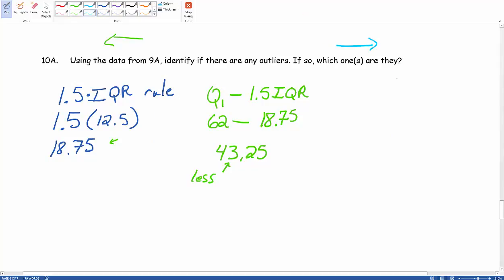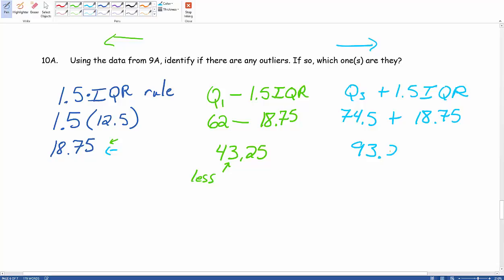So again, trying to look for outliers on the right side of our data set, we simply just take our Q3, and instead of subtracting that 1.5 IQR, we're actually going to add the 1.5 IQR. Because again, this is going to look for outliers to the right side of our data set. That's why we add it. Our Q3 came out to be 74.5 from 9A. And we're going to add, again, that 1.5 IQR. We saw that it was this 18.75. And when we do that, we end up with 93.25.